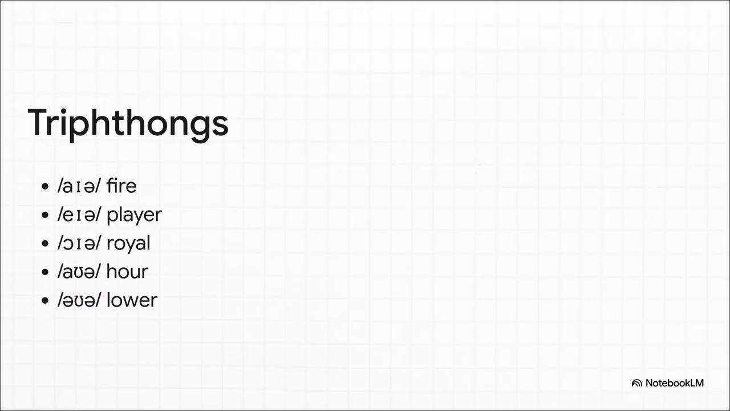Taking it one step further, we hit triphthongs. These are sounds with 3 distinct vocalic elements squeezed into a single syllable. We're talking about words like fire, player, royal, hour, and lower. Now, sure, in super fast connected speech, native speakers often simplify these. But on your written exam, recognizing this 3-part structure is a guaranteed point winner. Memorize those 5 structures for sure.